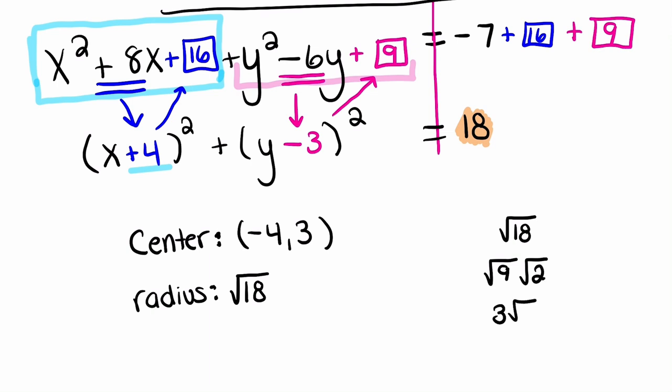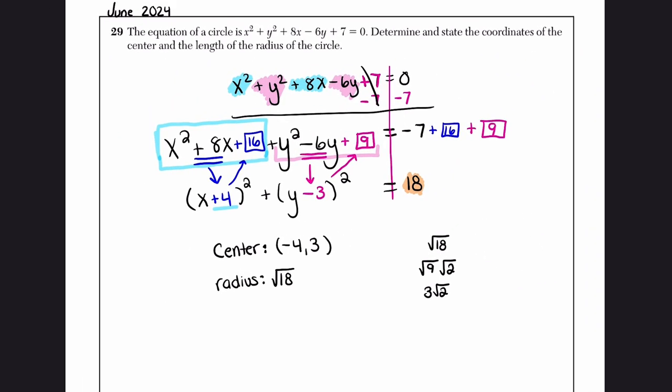So 3 rad 2 would also work for our radius, right? Either one would work, but you do not have to simplify it. All right? So that is completing the square to find the center and the radius. Let's do one more example.